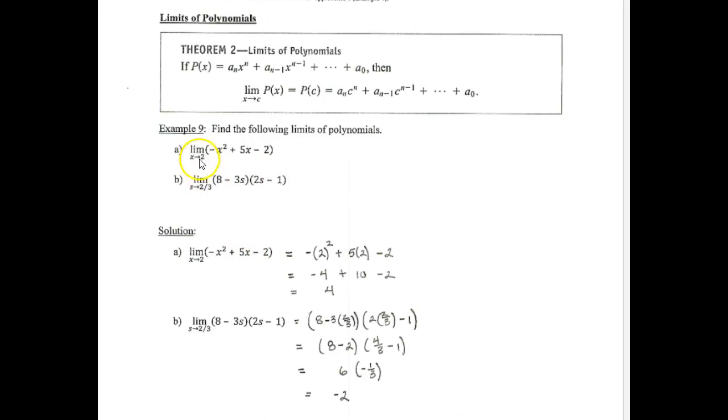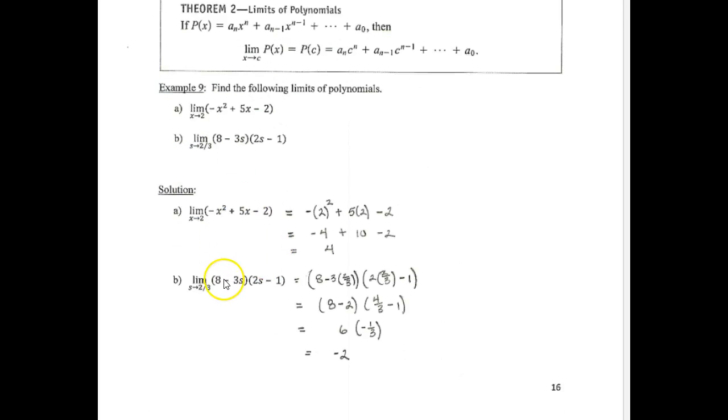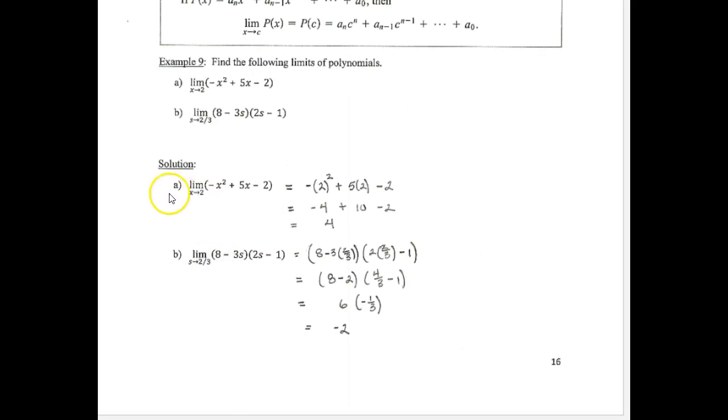Okay, so in both of these, all we need to do is plug in the value that in part A, x is approaching, and in part B, that s is approaching. So these are simple to evaluate. In part A, the limit as x approaches 2 of the polynomial minus x squared plus 5x minus 2 is equal to, just plug in this value of 2 in for x. So minus 2 squared plus 5 times 2 minus 2, you simplify, you get 4.